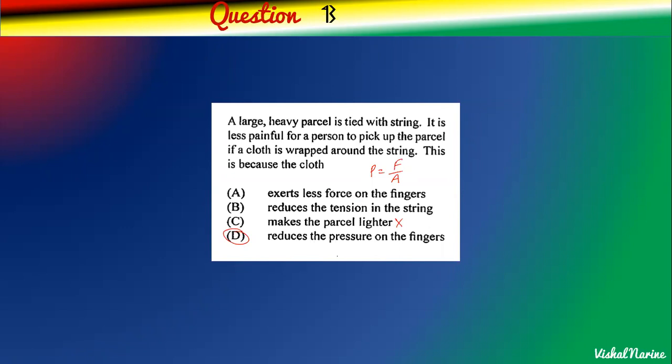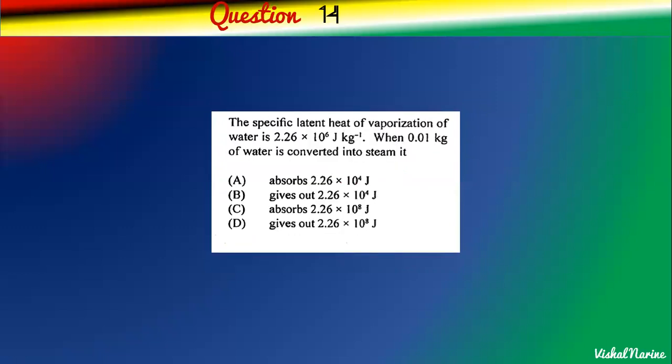All right, yes, I see someone just messaged the same point, that the force is distributed over a wider area, which is correct. Question 14. I think this was a repeat. This is a repeat question from the last paper that we worked.